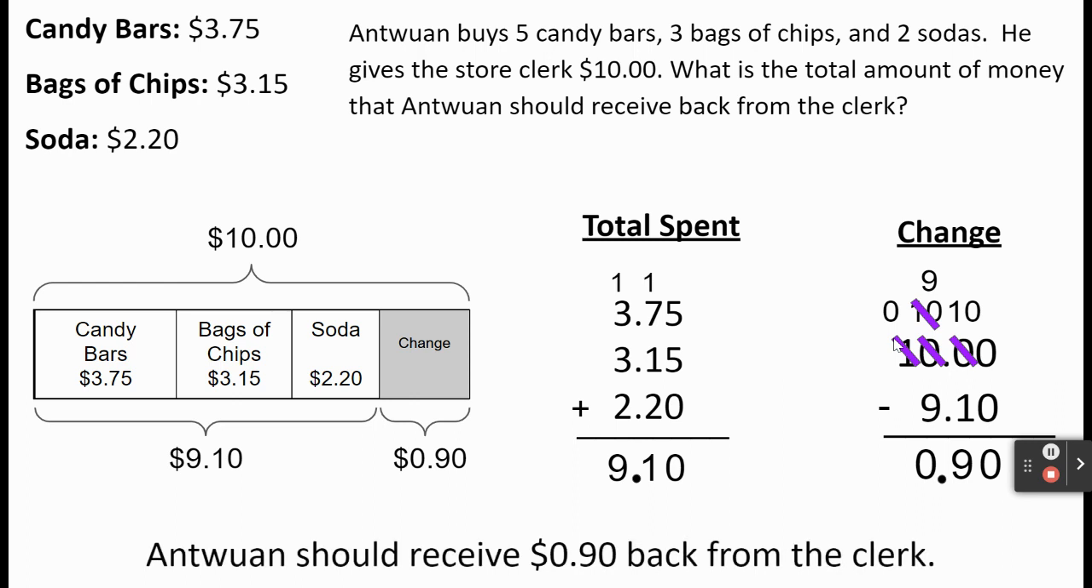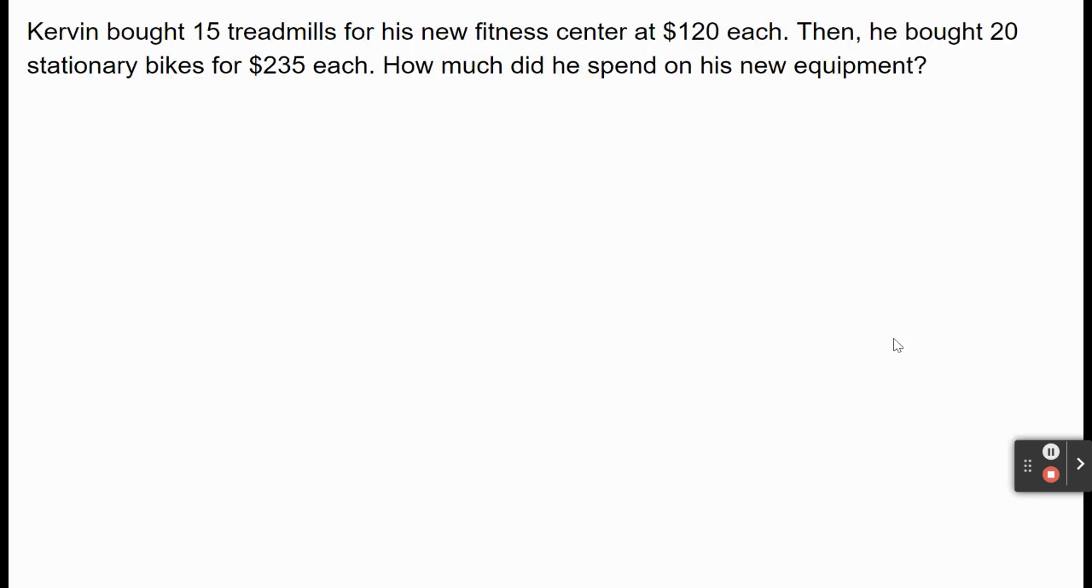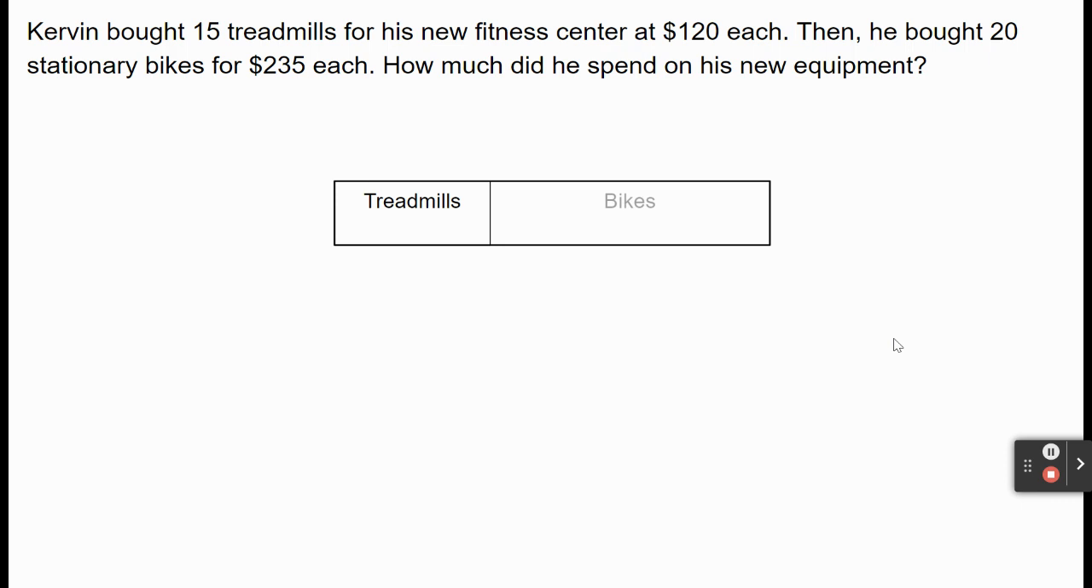Let's try another problem. Kervin bought 15 treadmills for his new fitness center at $120 each. Then he bought 20 stationary bikes for $235 each. How much money did he spend on the new equipment? So we have our tape diagram here. Kervin is buying treadmills and bikes. We need to figure out the total cost of all of these equipment together.